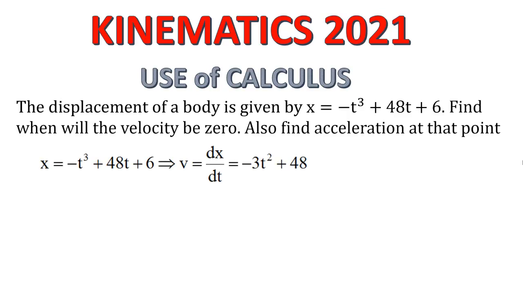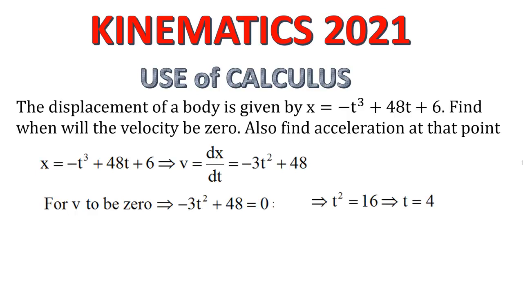See, x is given as minus t cube plus 48t plus 6. We take the expression for the velocity, which comes out to be negative 3t square plus 48. The original question was, when this velocity is 0, find the acceleration. So first we make this expression equal to 0. Now we are getting two values of t, plus minus 4. Remember, negative 4 we are not going to take because time does not move in the negative direction. So now t equals 4.